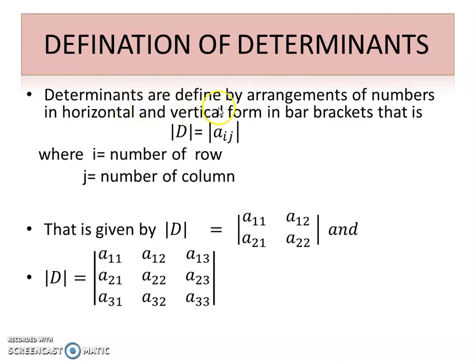Determinants are defined by an arrangement of numbers in a horizontal and vertical form in bar brackets, that is modulus of D, most probably used for the determinant. This bracket is called a bar bracket. With aij, i indicates the number of the row and j indicates the number of the column.